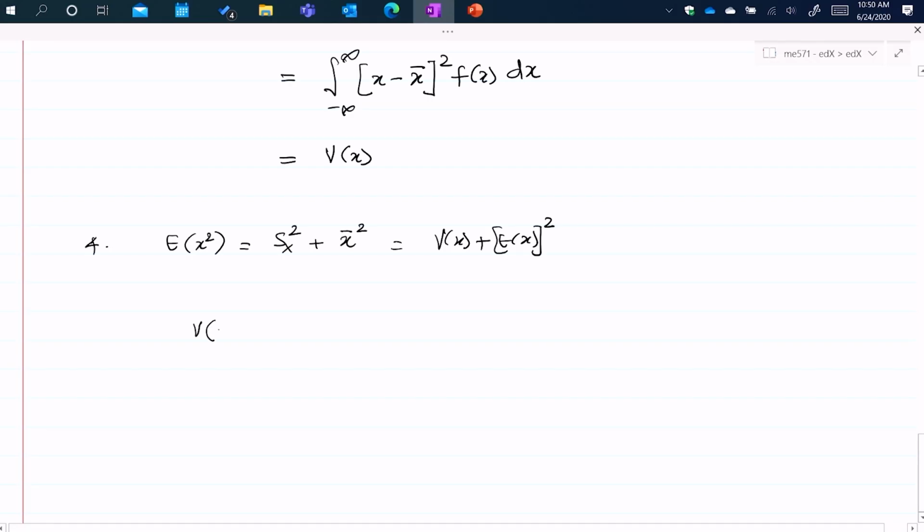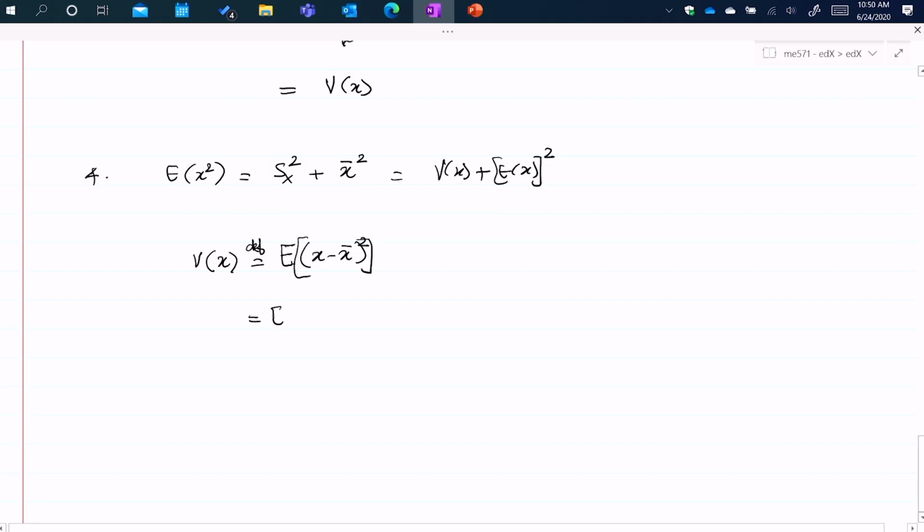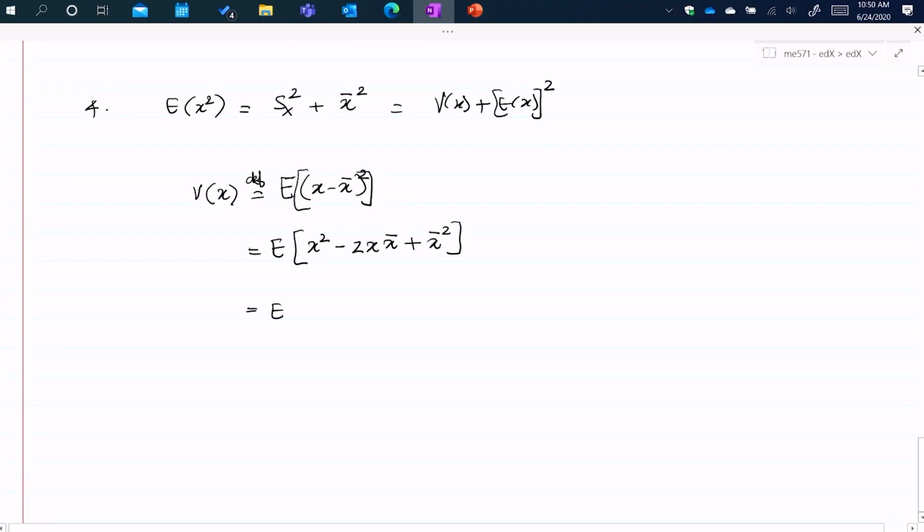In order to show this, let's start with the variance of x. The variance of x is, by definition, the expected value of (x minus x bar) squared. And so now I can write this as the expected value of (x squared minus 2 times x bar times x plus x bar squared). And I know that the expected value of a sum is the sum of expected values. Therefore, I can write this as the expected value of x squared minus the expected value of 2 x bar x plus the expected value of x bar squared. Now, once we have determined the mean x bar, the mean itself is deterministic. We will say that x bar is deterministic.